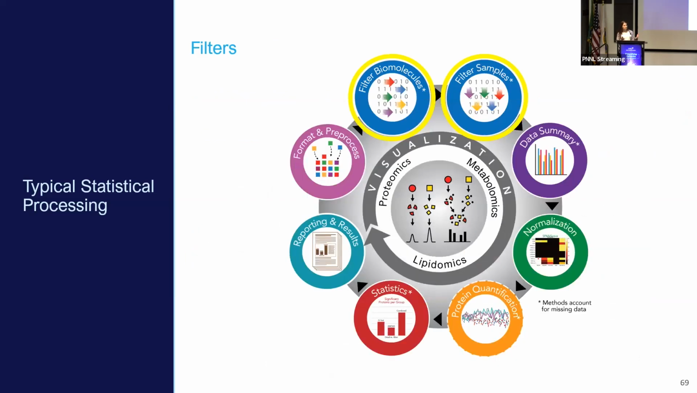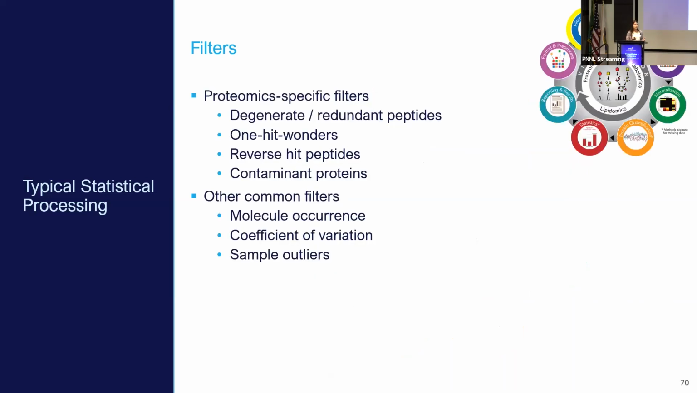A large part of the workflow that we go through for proteomics, as well as other omics data, are quality control filtering steps. And there are some proteomics specific filters that we run, as well as other filters that we run across the board for metabolomics and lipidomics as well. And I'll talk a little bit more about each of these on the next slides.